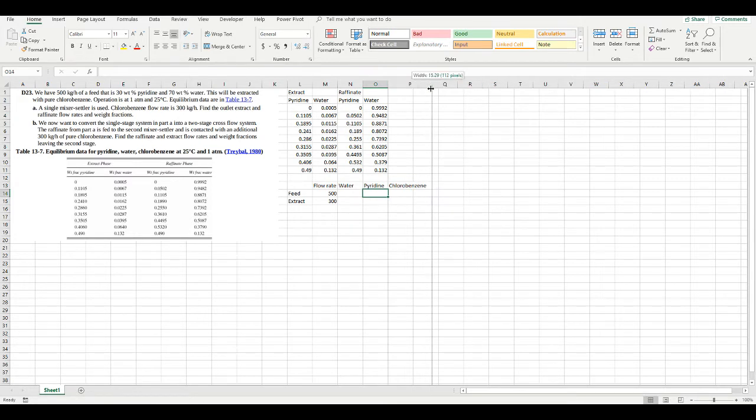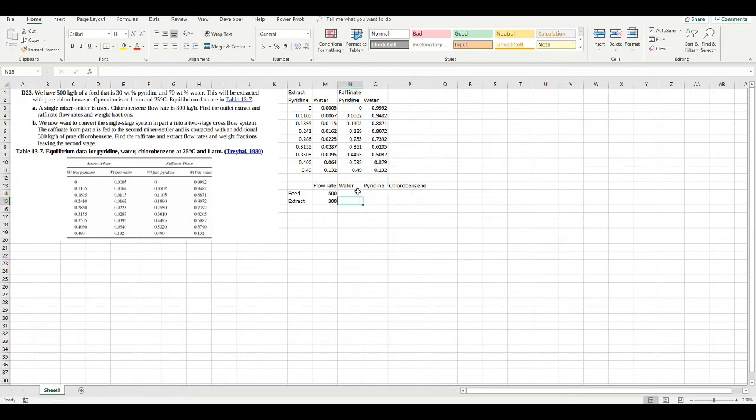Okay. And so we know that initially the feed is 70% water, 30% pyridine, and 0% chlorobenzene, and the extract is completely chlorobenzene. So far so good. The next step is to create the equilibrium diagram.